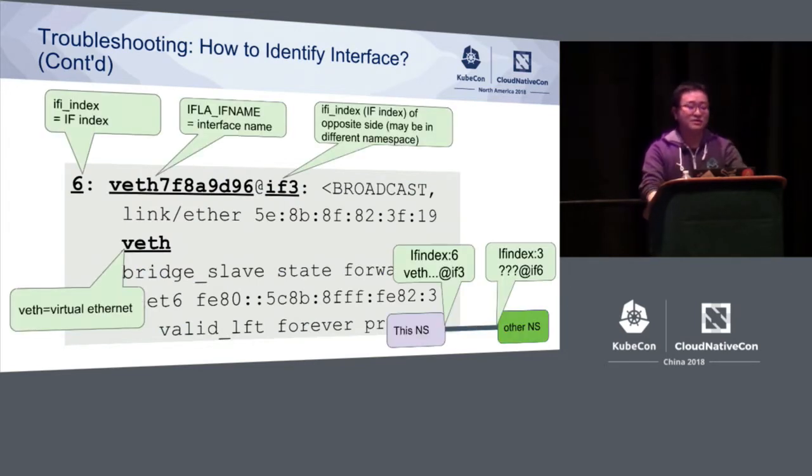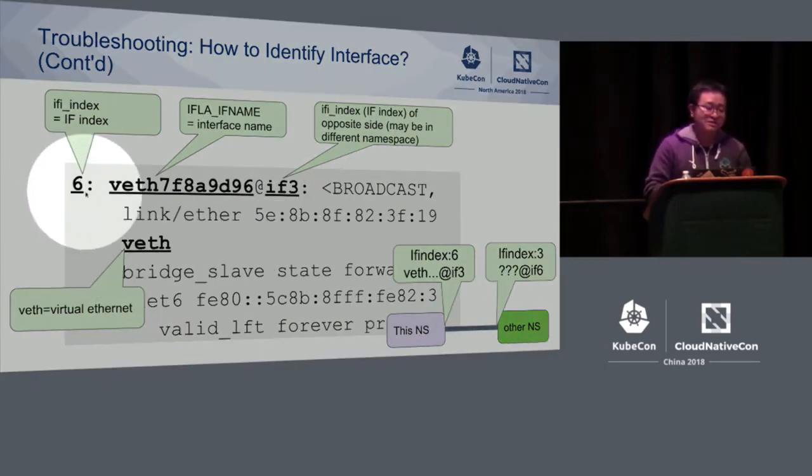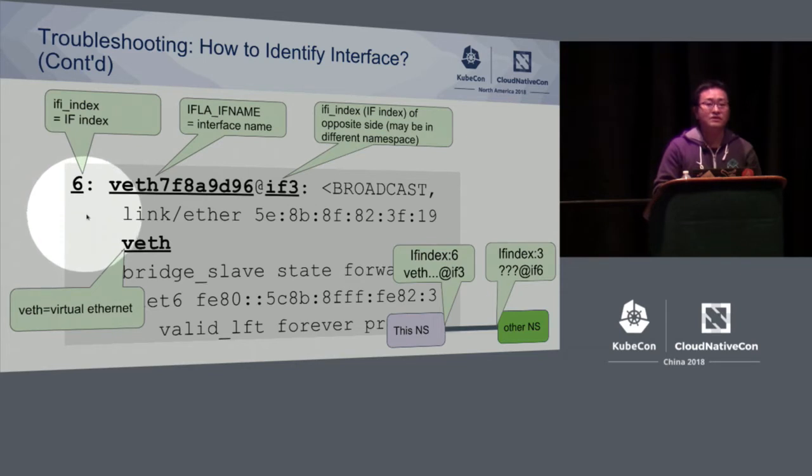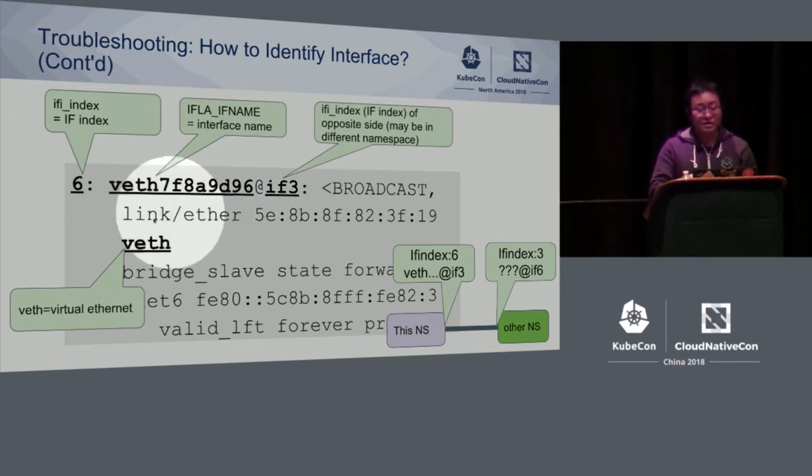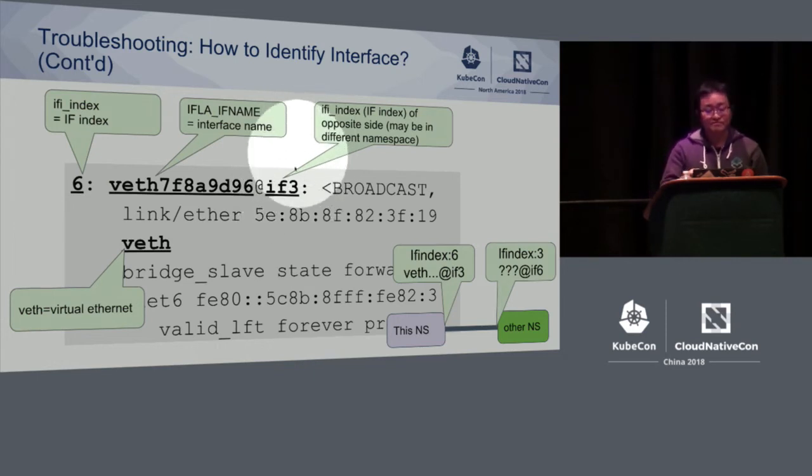Then here is a mapping. Let's introduce each step. The first number is the ifindex. This is the interface identifier within this namespace of the Linux kernel. Next is the interface name, just the name. The if3 means the opposite side interface index of the virtual Ethernet. So this veth7f8a... goes to the interface with index 3.